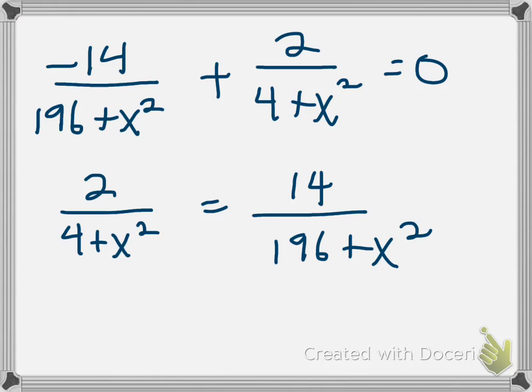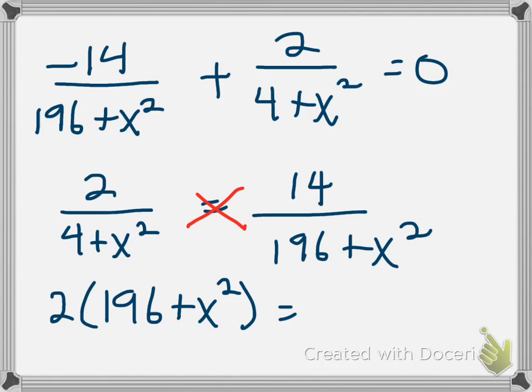And the reason I would have done that is simply because when you have one fraction on each side, you can cross multiply. It's a little bit easier to solve that way when you don't have fractions. So that would give me 2 times (196 plus x squared) equals 14 times (4 plus x squared). And then from there, distribute, combine like terms, and try to get all the x's on one side.